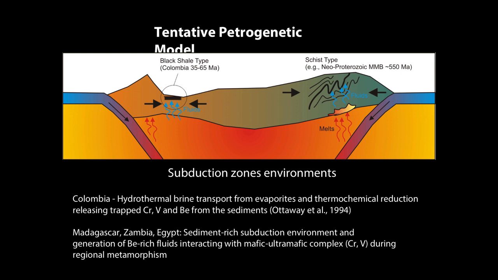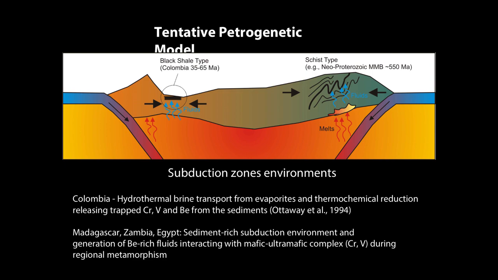What we can say is that Colombia was formed by hydrothermal brine transport from evaporites and thermochemical reduction, releasing trapped chromium, vanadium, and beryllium from sediments, and we can test that with the trace elements. On the other hand, Madagascar, Zambia, and Egypt seem to come from a sediment-rich subduction environment, with generation of beryllium-rich fluids interacting with mafic and ultramafic complexes during regional metamorphism.